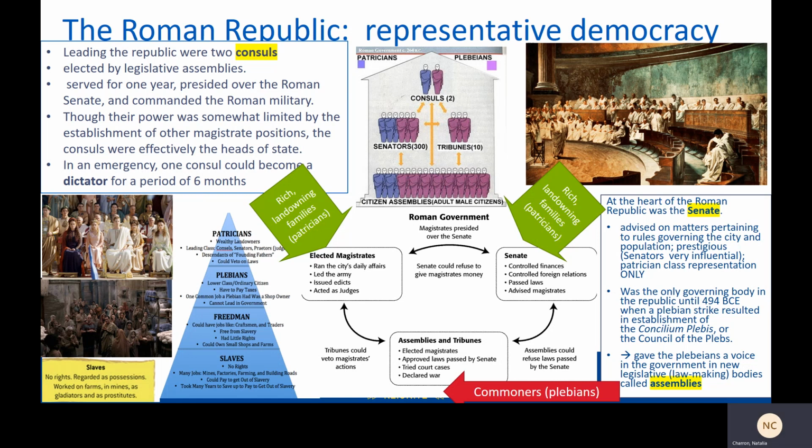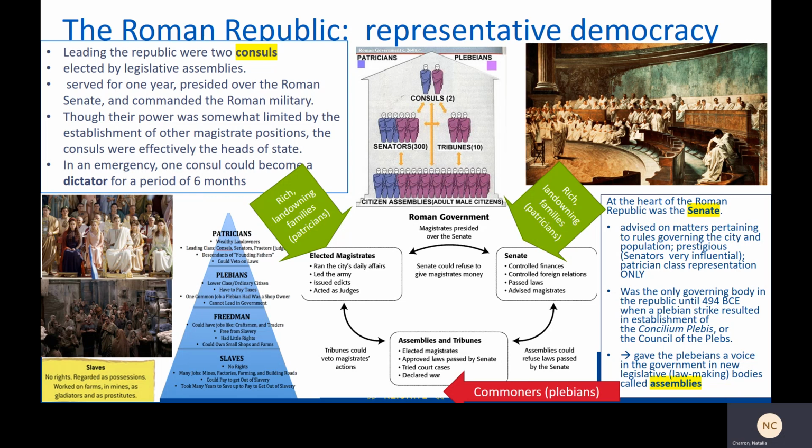The heart of the Roman Republic, though, was really the Senate, and this was like exclusively for the patrician class. The Senate advised on all matters pertaining to government and laws in the city, and senators were incredibly influential. This was a super prestigious position. So clearly, only patricians, only the nobles could be represented in it.